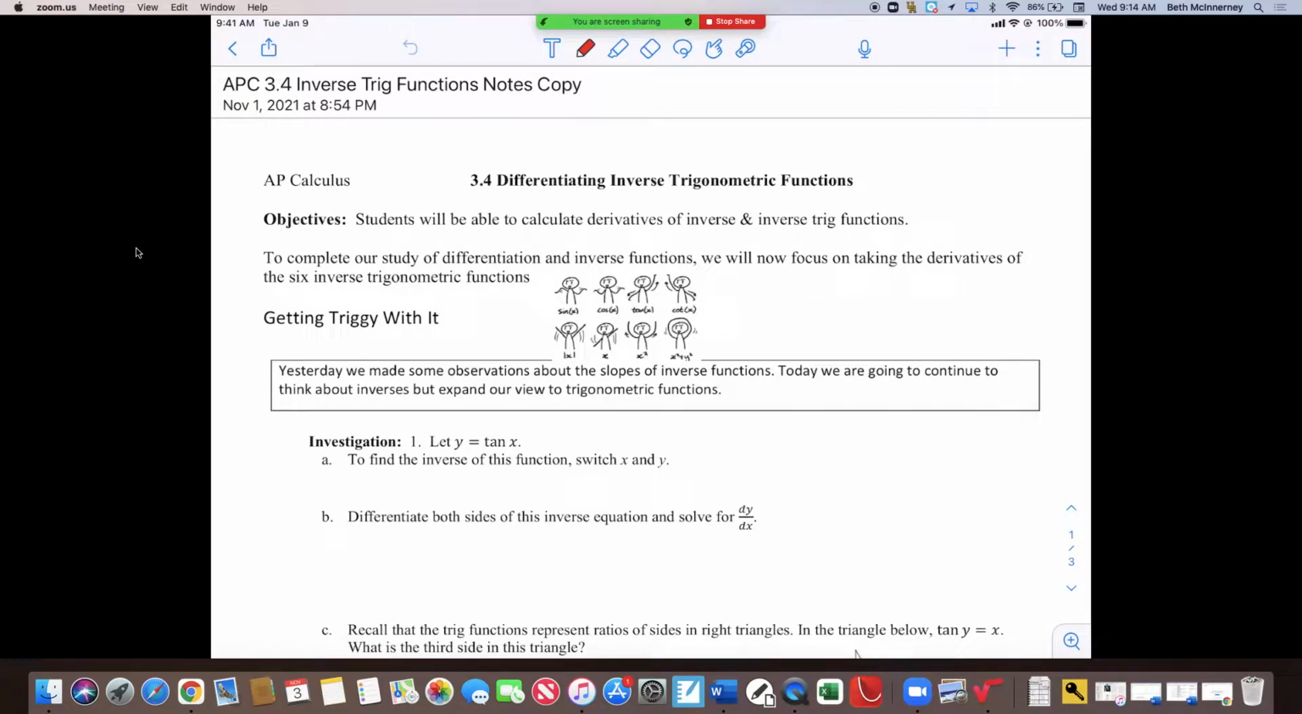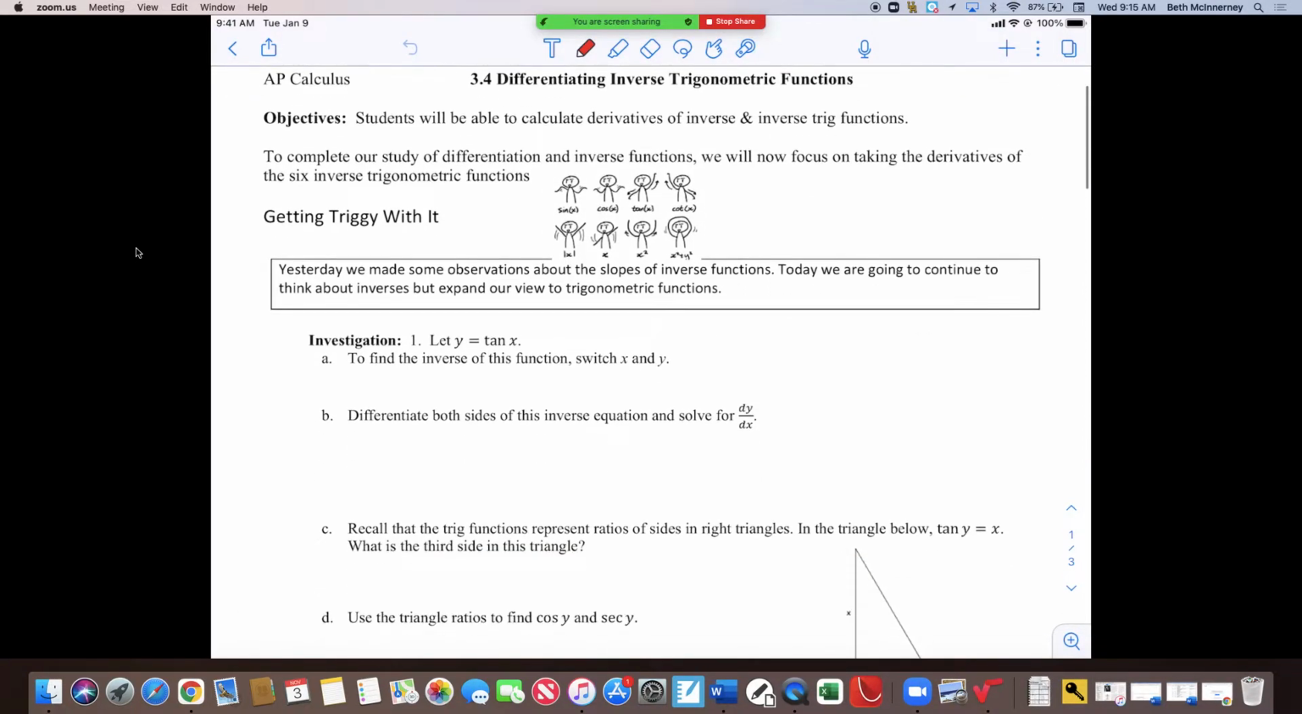Okay, so to complete our study of differentiation and inverse functions, we're now going to focus on taking the derivatives of the 6 inverse trigonometric functions. Yesterday, we made some observations about the slopes of inverse functions. We discovered that they were reciprocals. The input of f, when you find that slope, was the reciprocal of the inverse at its output. Okay? Today, we are going to continue to think about inverses, but expand our view to trigonometric functions.